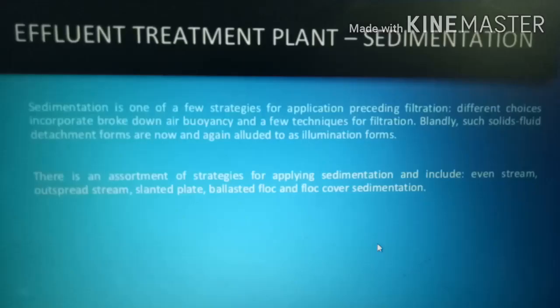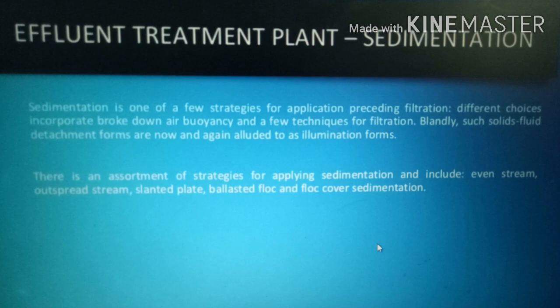Different choices include dissolved air flotation and a few methods of filtration. Generically, such solids liquid separation processes are sometimes referred to as clarification processes. There is a variety of methods for applying sedimentation, and they include horizontal flow, radial flow, inclined plate, ballasted flocculation and floc blanket sedimentation. And next we'll discuss the grit chamber.